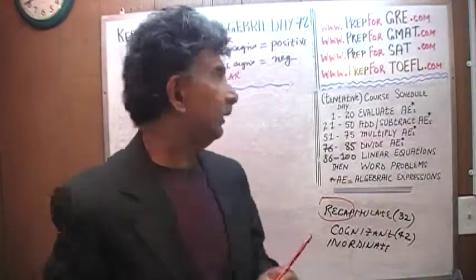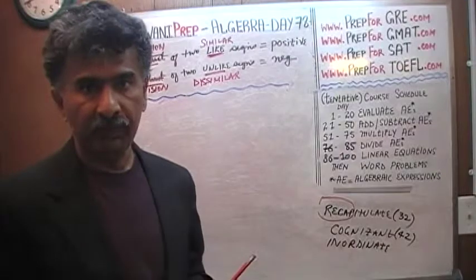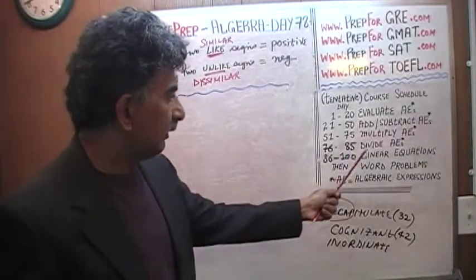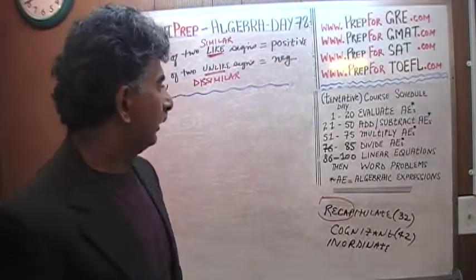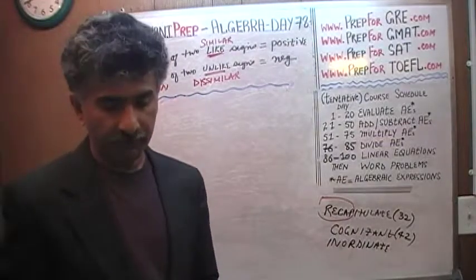We are here because we want to learn algebra. Today is our day number 78. We are in the process of learning how to divide algebraic expressions. We have done 2 days on it, 76 and 77.